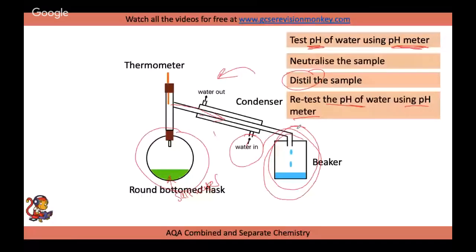You would see evidence that this was salt water because after distillation, you would see salt or sodium chloride in the bottom of the flask, whereas you wouldn't see any in the beaker.